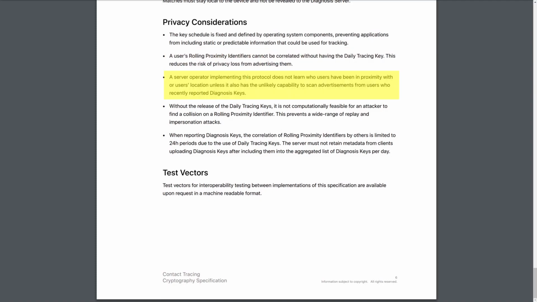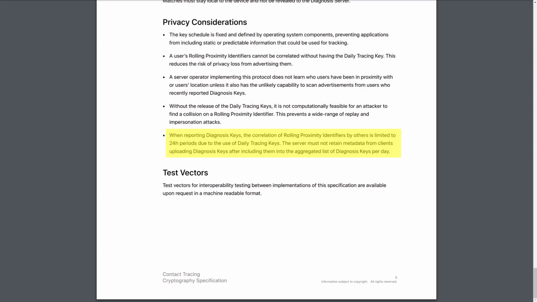A server operator implementing this protocol does not learn who users have been in proximity with or user location unless it also has the unlikely capability to scan advertisements from users who recently reported diagnosis keys. An operator of the diagnosis server has no way to know whose key is who. Without the release of the daily tracing keys, it is not computationally feasible for an attacker to find a collision on a rolling proximity identifier. This prevents a wide range of replay and impersonation attacks.